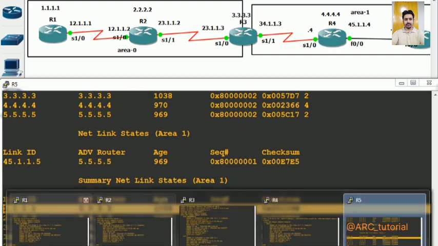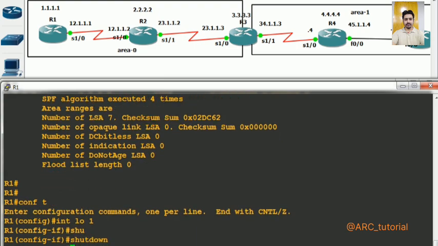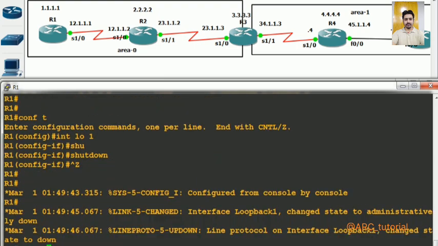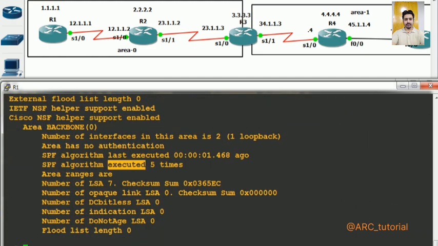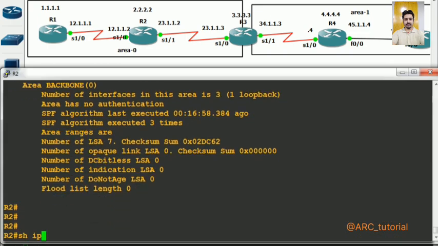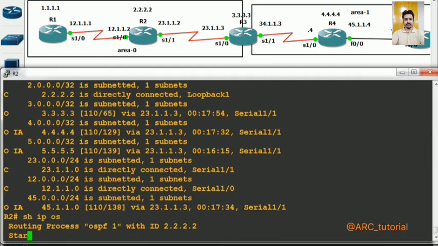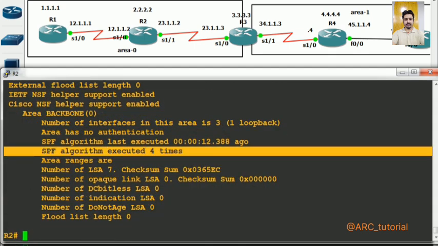Now you do one thing, move again to R1, shut it down. So it will run the SPF algorithm for area 0. Previously it executed only 4 times, but this time it will be 5 times. And it will remove it from its area 0, right? And then you move on R2. Do you have 1.1.1.1 available here? No. Show IP OSPF. Previously it executed how many times? 3 times, but now it is 4 times.